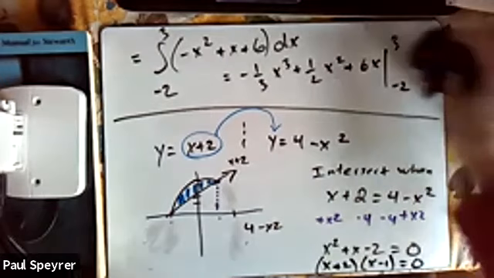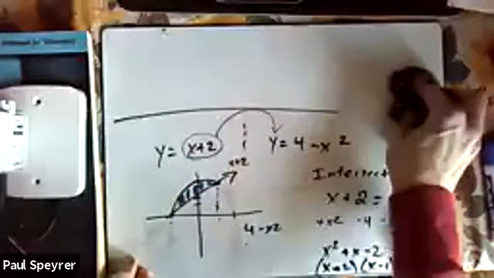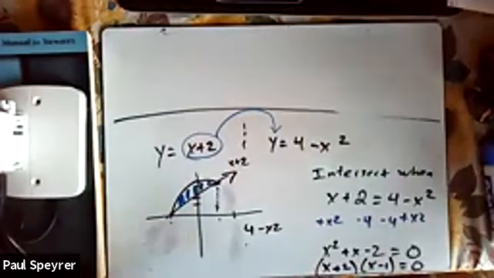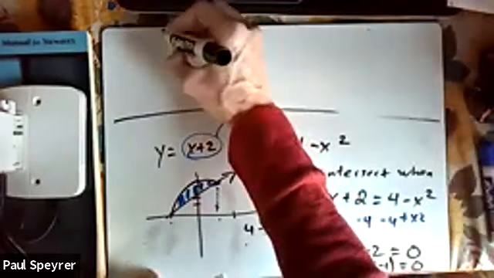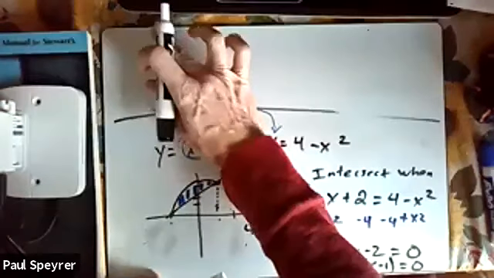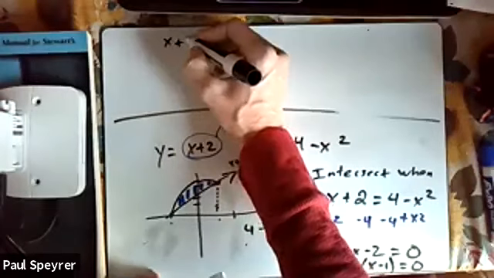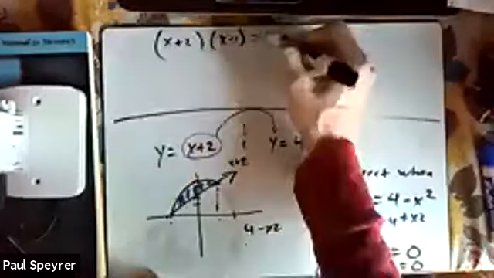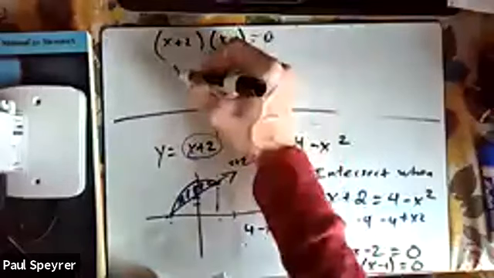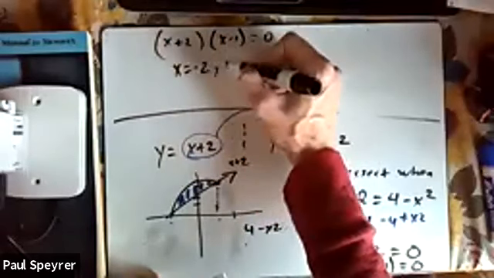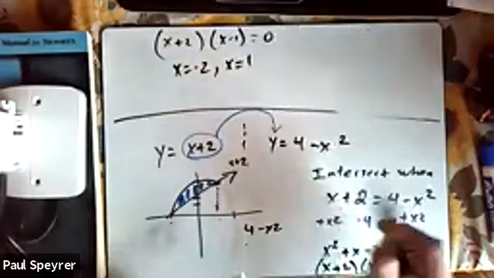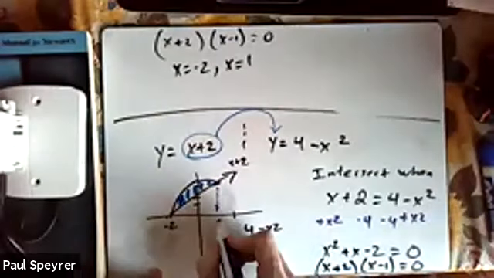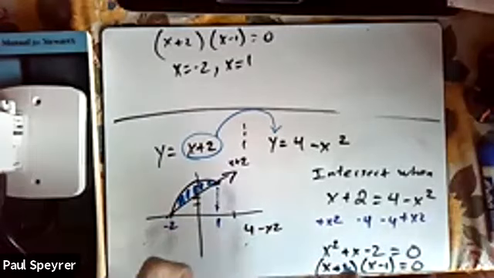So we can see, oh, they're going to intersect at x equals -2, right? Where am I getting that? Because we still have x plus 2 and x minus 1 equals 0. If we set these both to 0 and solve for x, we get x equals -2, x equals 1. So that's what these values are right here, -2 and 1 in this instance.